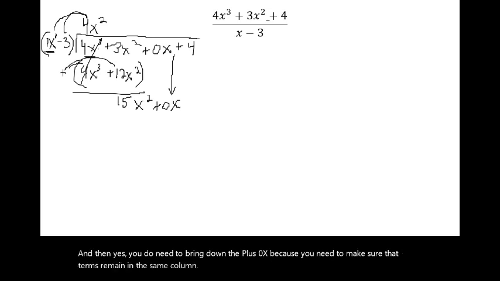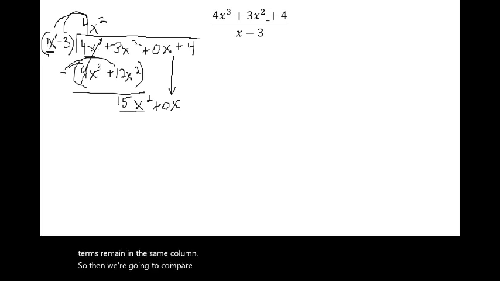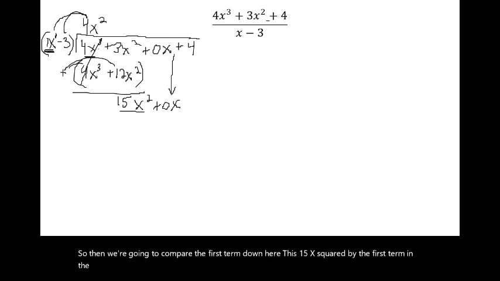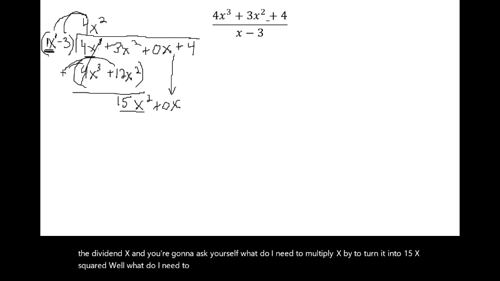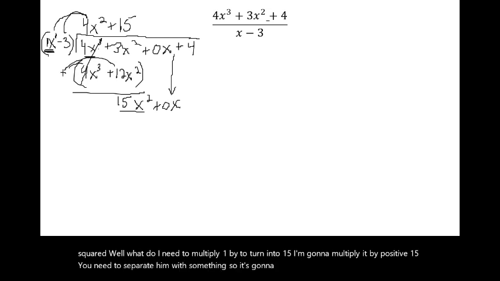So then we're going to compare the first term down here, this 15x squared, with the first term in the dividend, x. And you're going to ask yourself, what do I need to multiply x by to turn it into 15x squared? Well, what do I need to multiply 1 by to turn it into 15? I'm going to multiply it by positive 15. You need to separate them with something, so it's going to be plus 15.